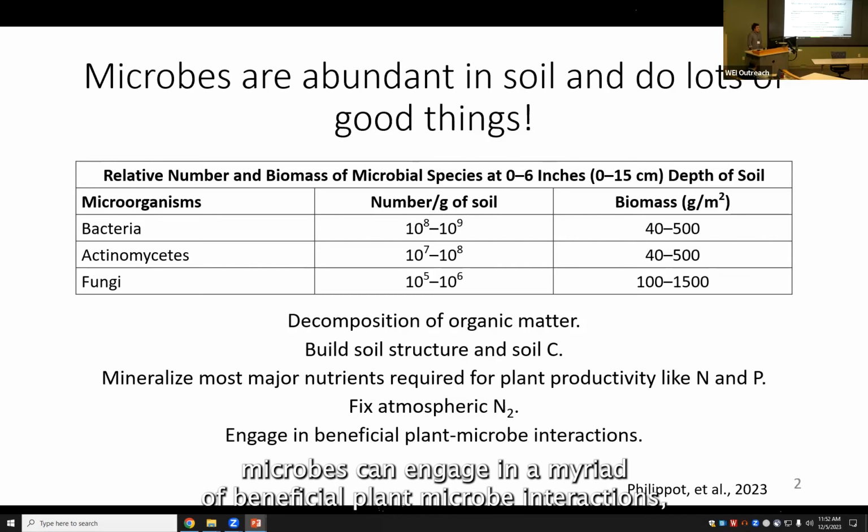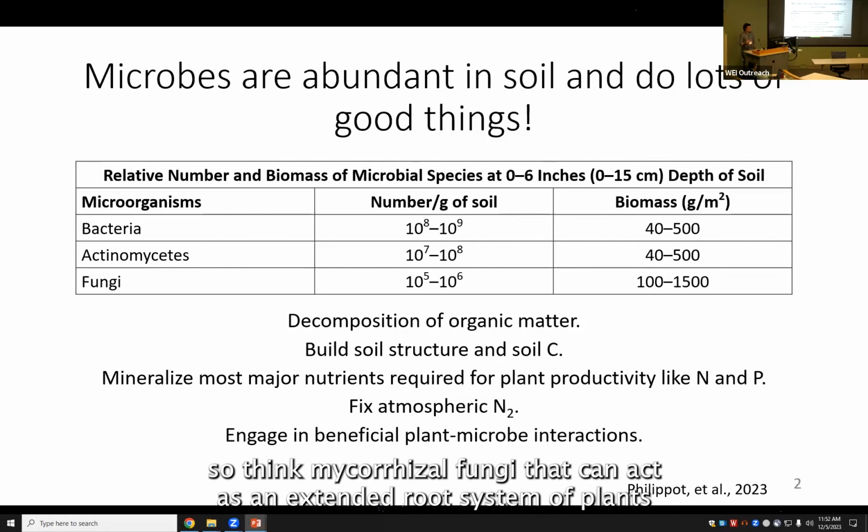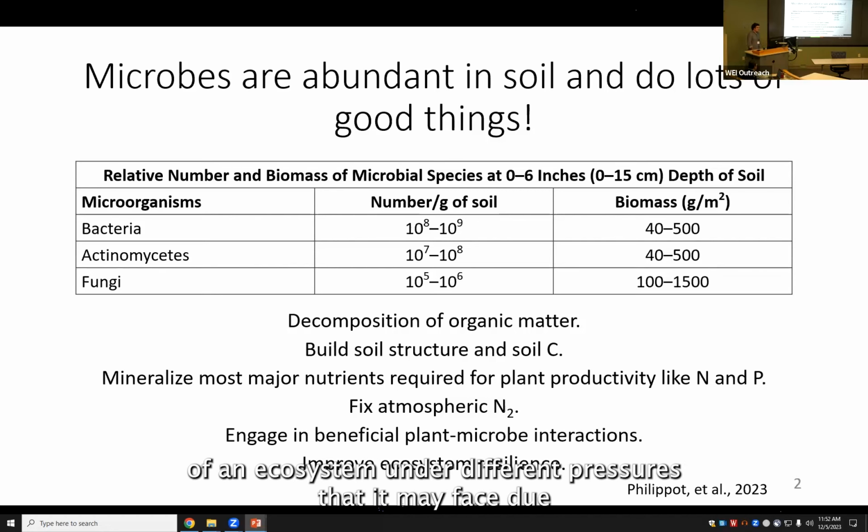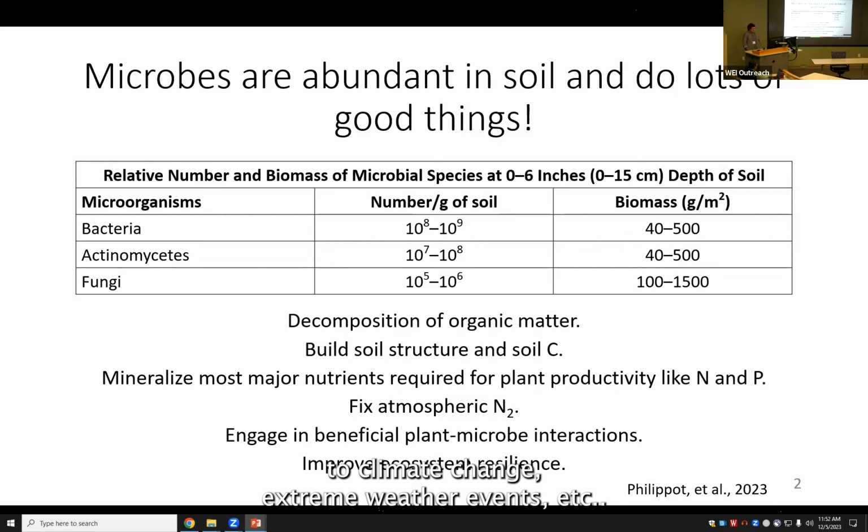Microbes can engage in a myriad of beneficial plant-microbe interactions. So think mycorrhizal fungi that can act as an extended root system of plants. And also, a healthy microbial community can improve the resilience of an ecosystem under different pressures that it may face due to climate change, extreme weather events, etc.